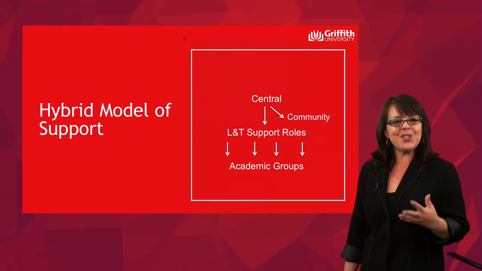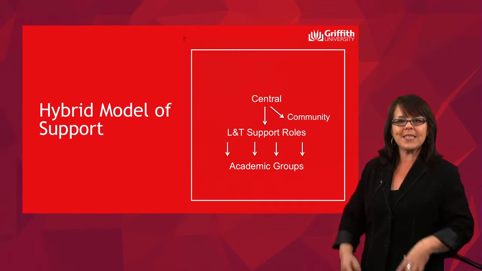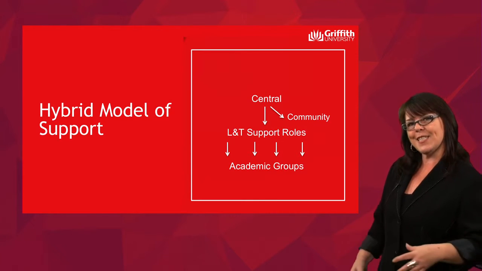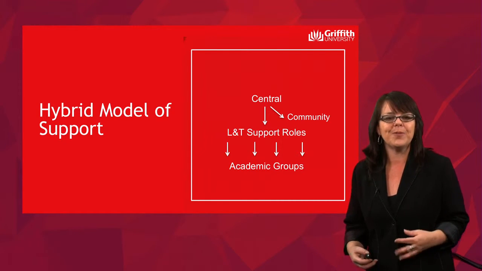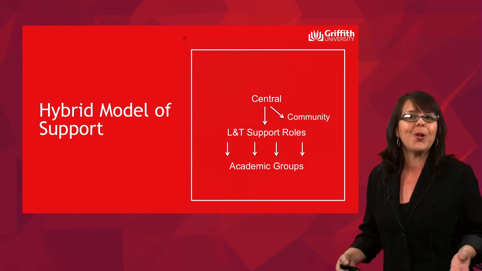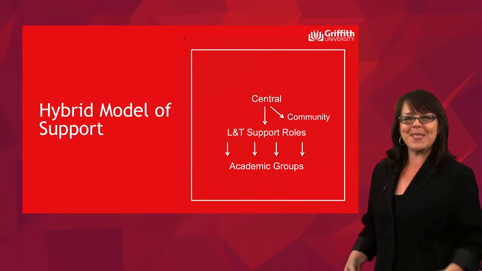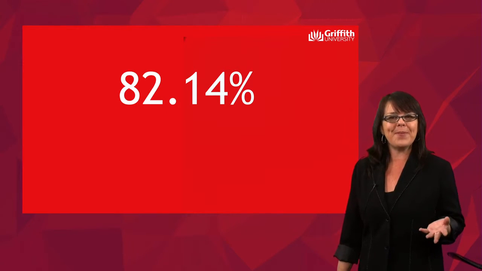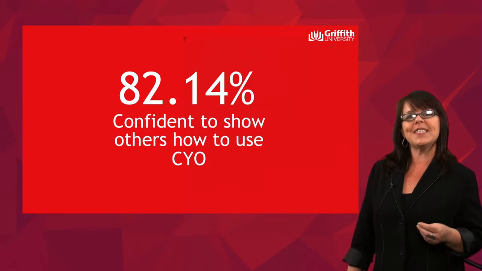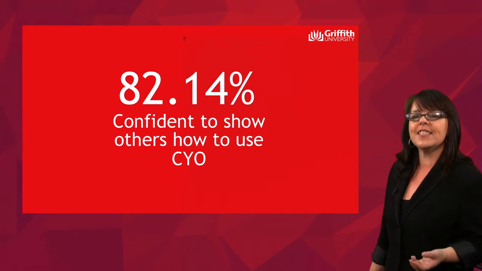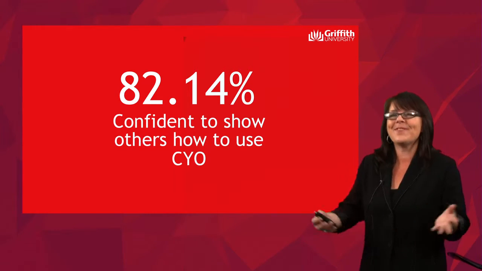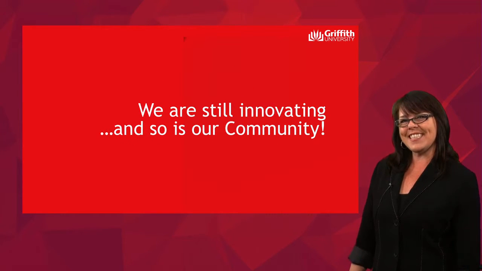Much of this is due to the hybrid model of support as well. So we are a centralised unit, we support the community, some of which are learning and teaching support realms out there in the academic groups. So in some of those roles, they can actually have a distributed type model where they can teach their own academic groups as well. We're also seeing coming back as part of the evaluation survey, 82.14% of all the users surveyed were confident to show others how to use the CYO. So this is interesting for us. Maybe academics will teach academics. We'll see. But it's promising times for us.